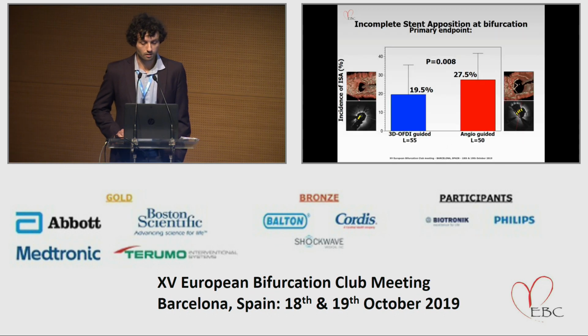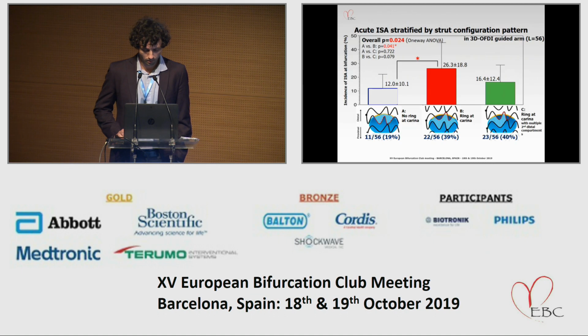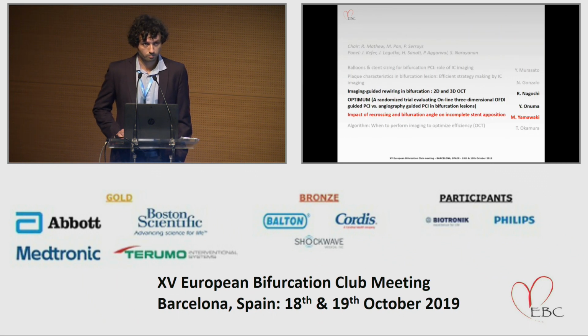So they achieved distal rewiring in 100% of the patients, and in the primary endpoint, this resulted in significantly less incomplete stent apposition at the bifurcation level, 19 versus 27%. And they also concluded that there was an unfavorable jailing configuration at the side branch if there is a link at the carina, predisposing to incomplete stent apposition. So then one of the chairmen, Professor Ceruz, asked what's the clinical meaning of this information.